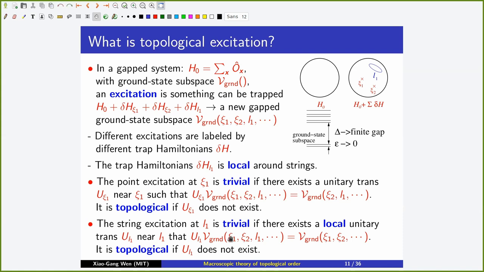So this defines the types. And amazingly, for topological order, there are only a finite number of types of excitation, although we have an infinite number of traps. But most traps are equivalent. There's only a finite number of inequivalent traps. So this is a formal way to define an anyon, if you want to define an anyon very carefully using the trap and the equivalence relation. And this definition is very general, including both abelian anyons and non-abelian anyons, which I mentioned in the last lecture.